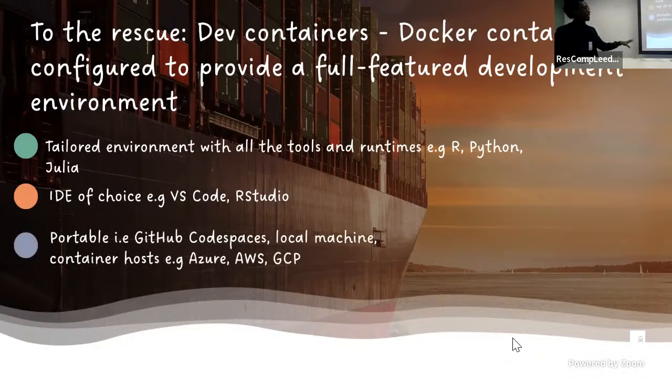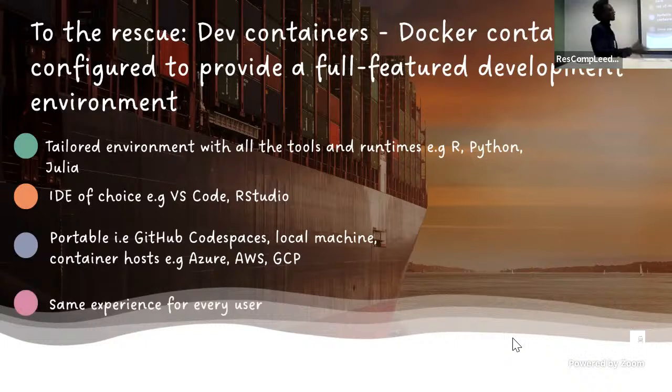As I said, being able to run your code, your environment, on various hardware and also container hosts in the cloud. And finally, the same experience for every user, such that if my code is running on this version of R, the other person will also have the same version of R or the same version of Python and can get the same result. So the same user experience for everyone, so people are not getting different results based on different software.